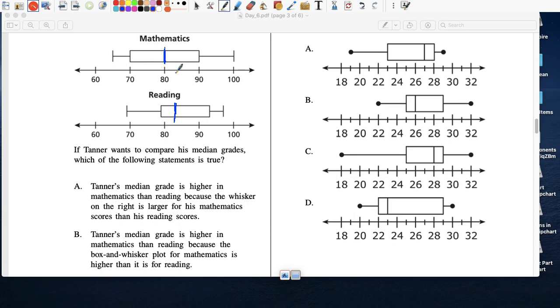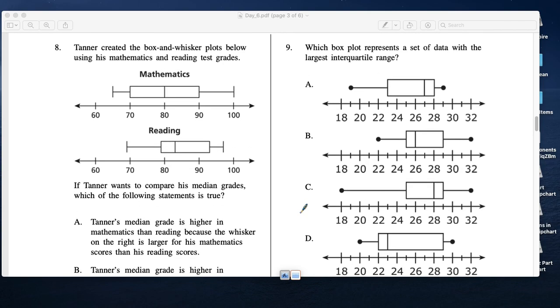But if you look at C, Tanner's median grade is higher in reading, correct, because the middle mark, which is what we're comparing here, inside the box for reading is higher than the middle mark inside the box for mathematics. Yes, this number is higher than this number. That's pretty much what they're saying. Okay.